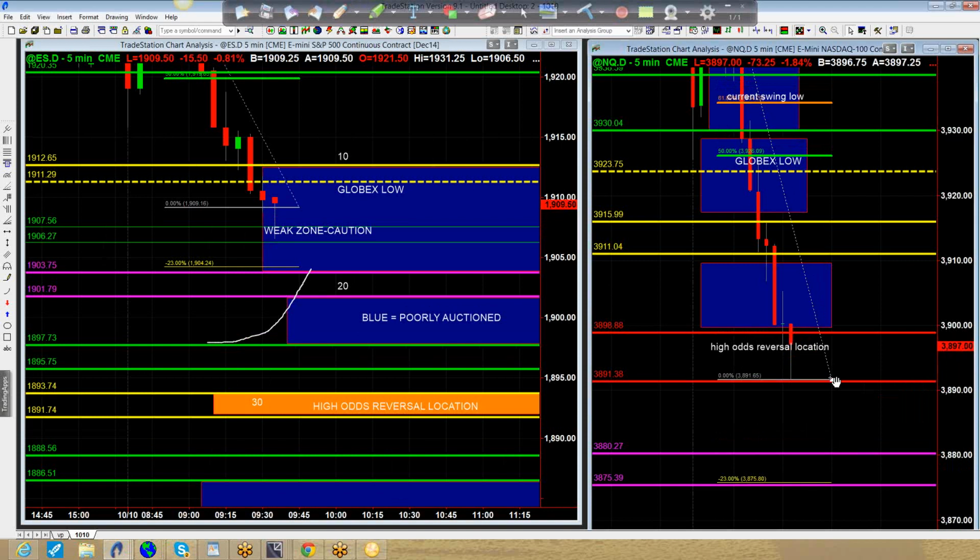Point is just stay calm and cool. Doesn't matter. Today does not matter. It's what matters over 100 trades. Okay? Today does not matter. That being said, let's see 3910 to 3920.